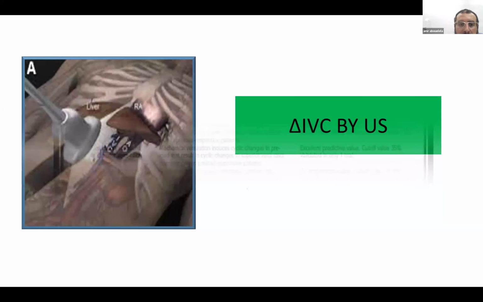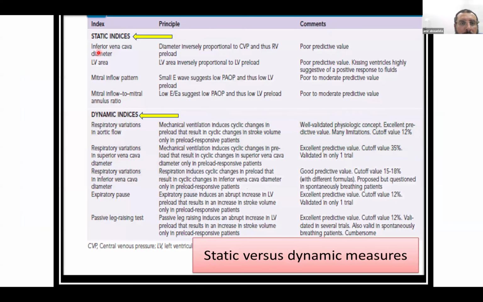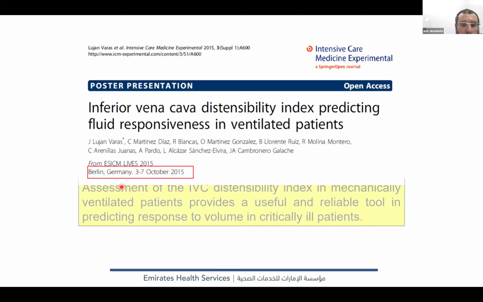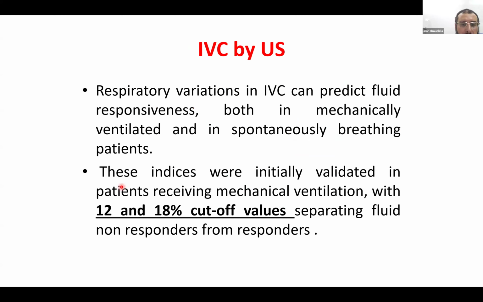How to measure the IVC? Just to remember, an important point is that we are checking the IVC respiratory variation, not the diameter, because the IVC diameter has a poor predictive value as a static parameter. We are talking about the dynamic indices. We are talking about the respiratory variation. I will bypass these slides for the time.